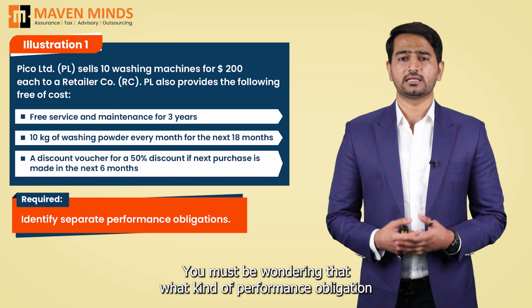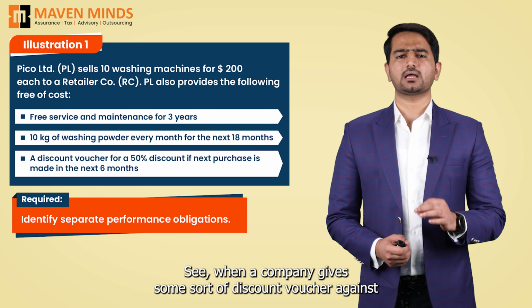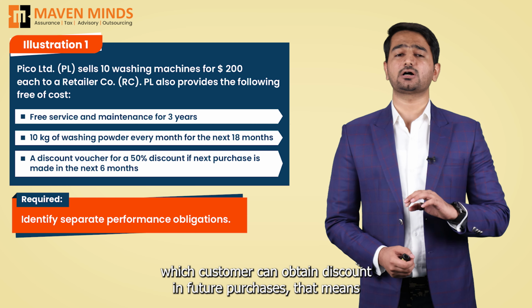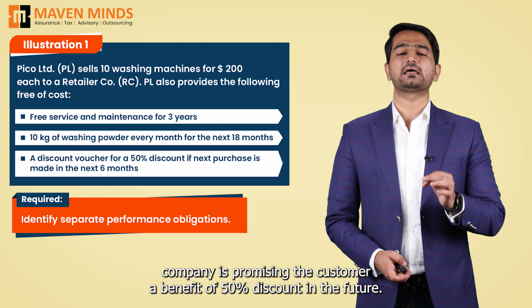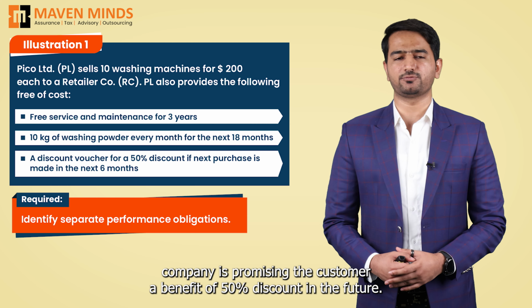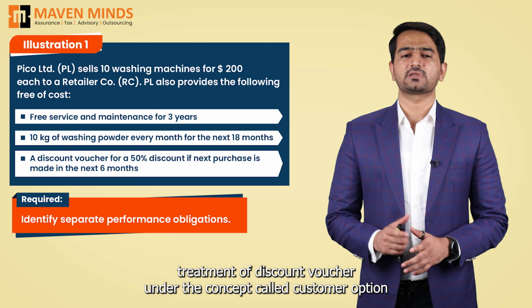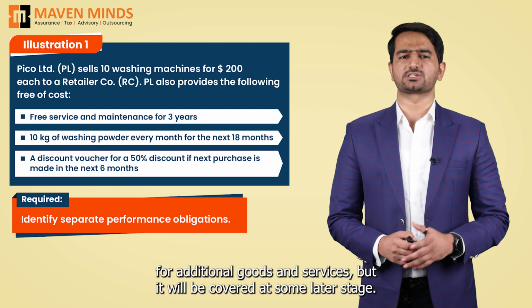You must be wondering what kind of performance obligation a discount voucher is. See, when a company gives some sort of discount voucher against which the customer can obtain a discount in future purchases, that means the company is promising the customer a benefit of 50% discount in the future. So the discount voucher will also become a separate performance obligation. At some later stage in IFRS 15, we will cover the accounting treatment of the discount voucher under the concept called customer option for additional goods and services, but it will be covered at some later stage.